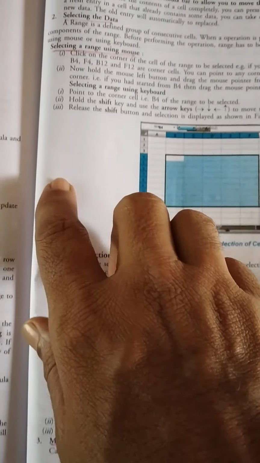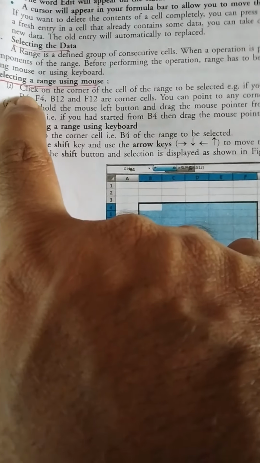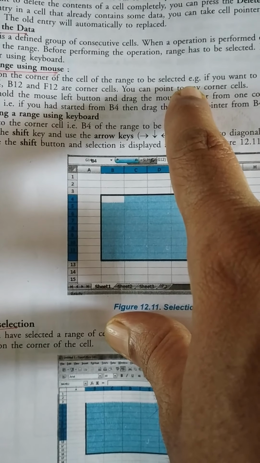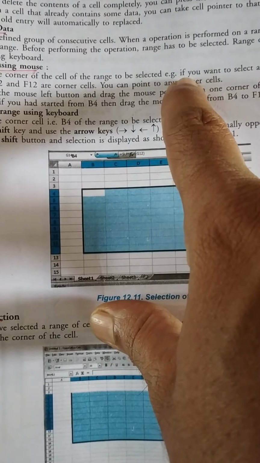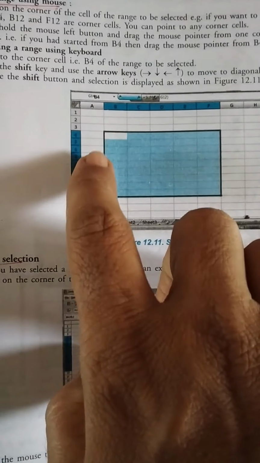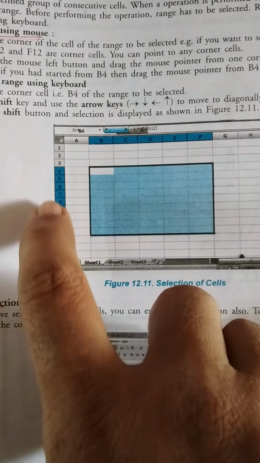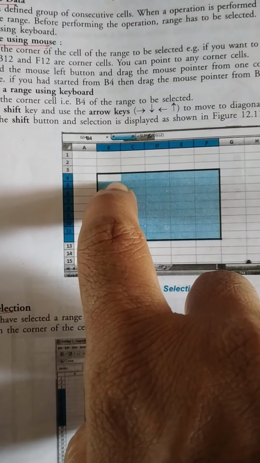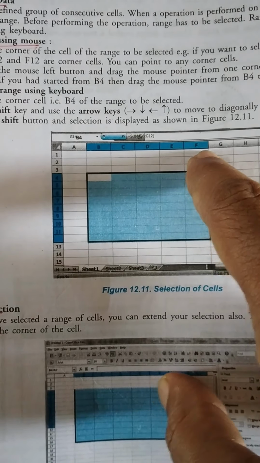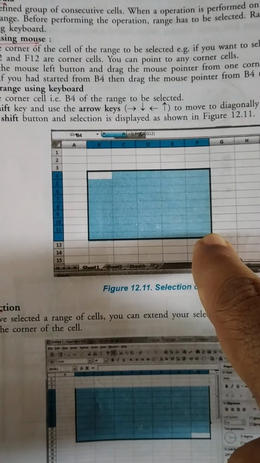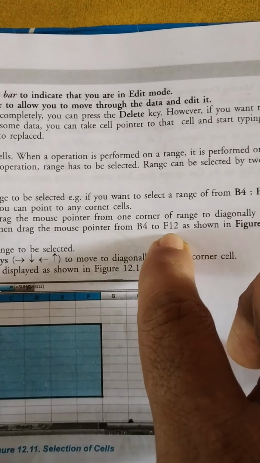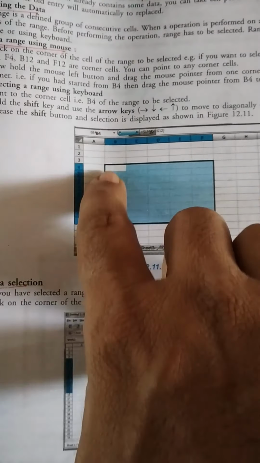Now see, once I will read it for you. Click on the corner of the cell of the range to be selected. जहाँ से तुमको select करना है वहाँ corner में पकड़ो. Example, if you want to select the range from B4 to F12. See, this is B4. This is column B and this is row 4. From here you want to select. So keep your cursor here and you want to select up till F12. It is given here, B4 to F12. So keep it here and drag here.